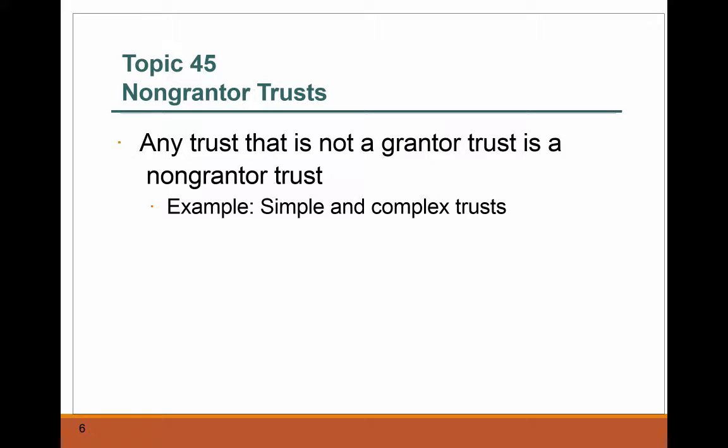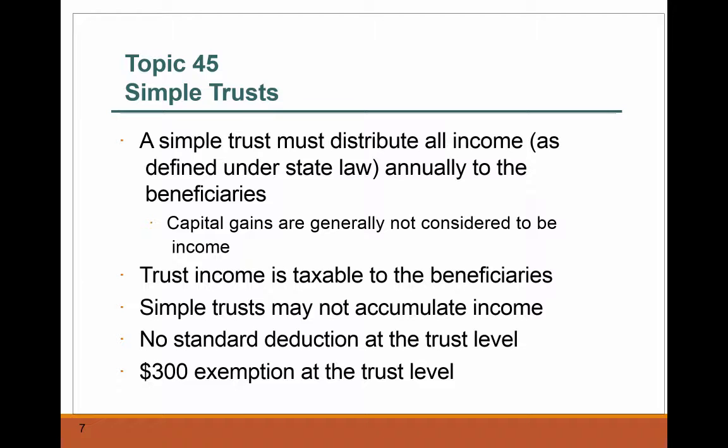Then non-grantor trusts are just simple and complex trusts, right? So anything that isn't a grantor trust falls into this catch-all of non-grantor trusts, and those can be simple and complex. A simple trust basically distributes all income to the beneficiaries annually. So that's simple, right? You take all the income and distribute it annually to the beneficiaries, and capital gains are generally not considered to be income.